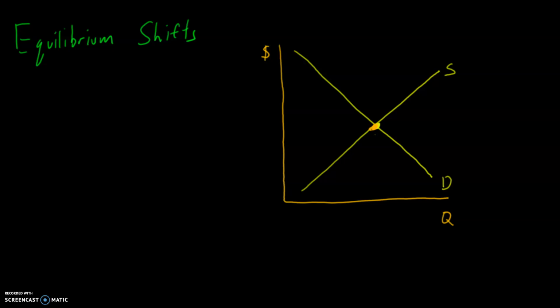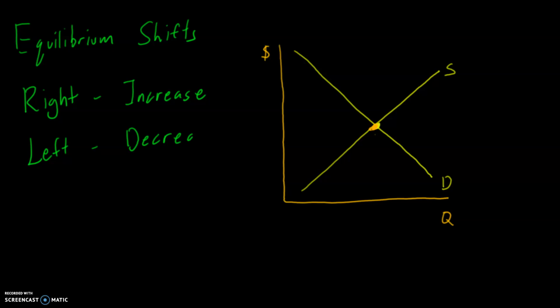So it's important to know when a curve shifts to the right, that is an increase, and when the curve shifts to the left, that is a decrease. For example, an increase in demand would be a shift right in demand. A decrease in supply would be a shift left in supply. Okay, so let's start with an example.